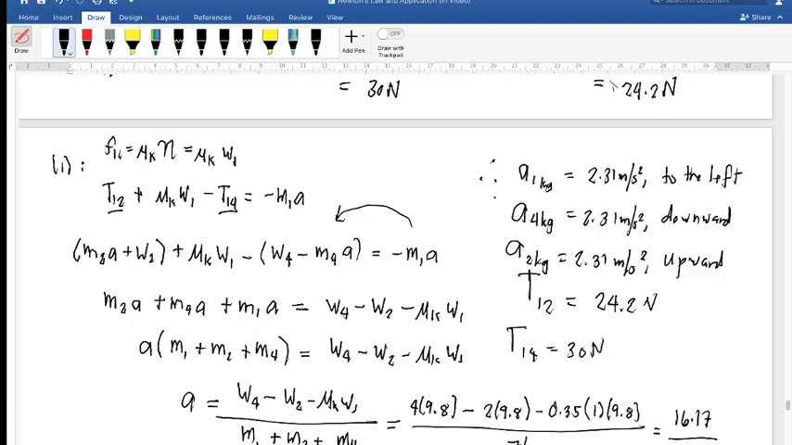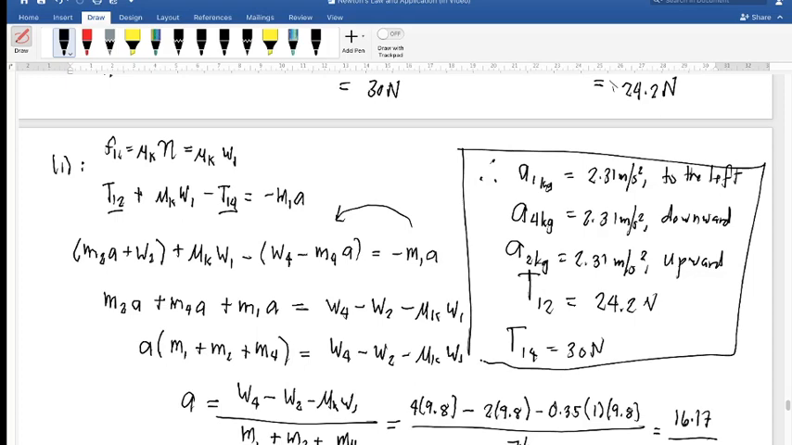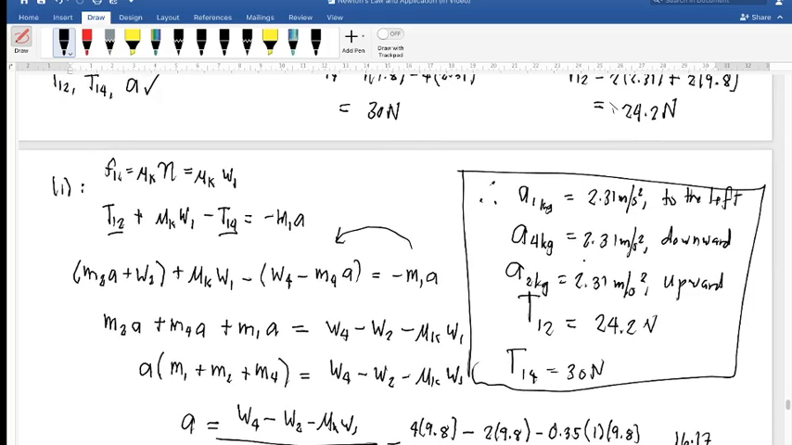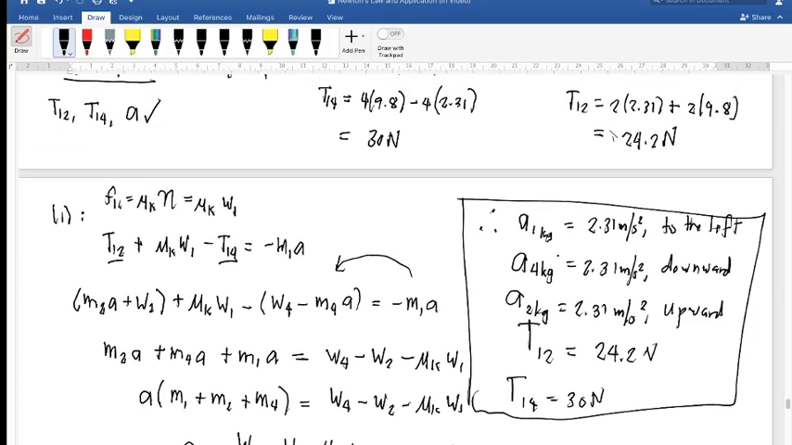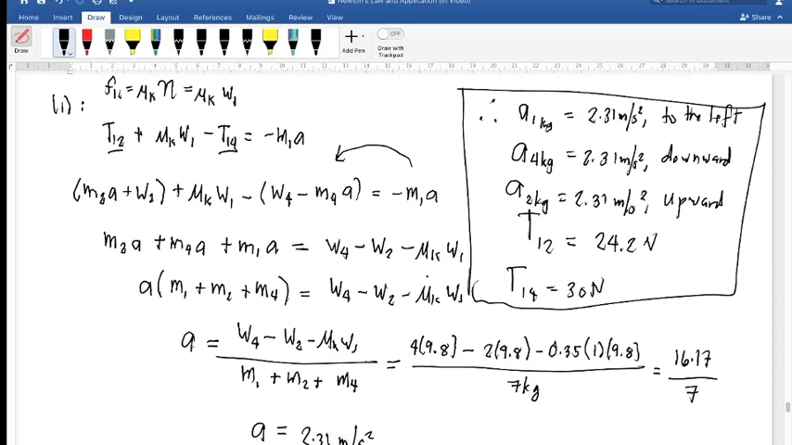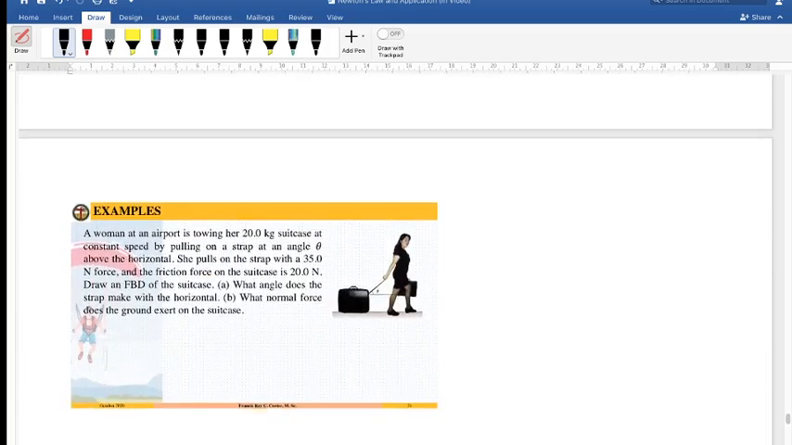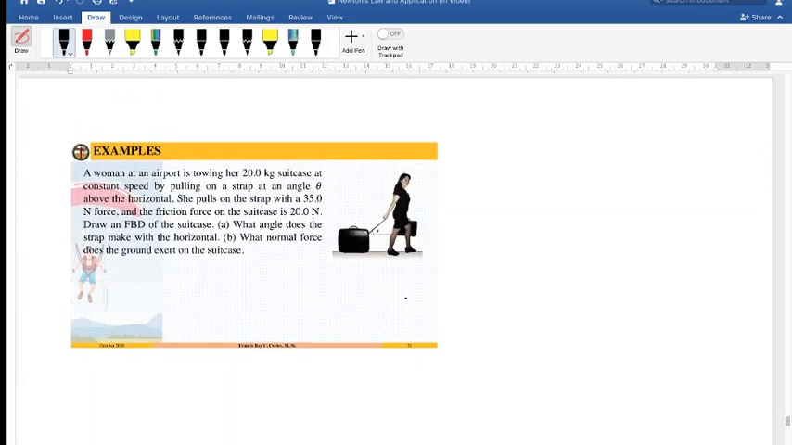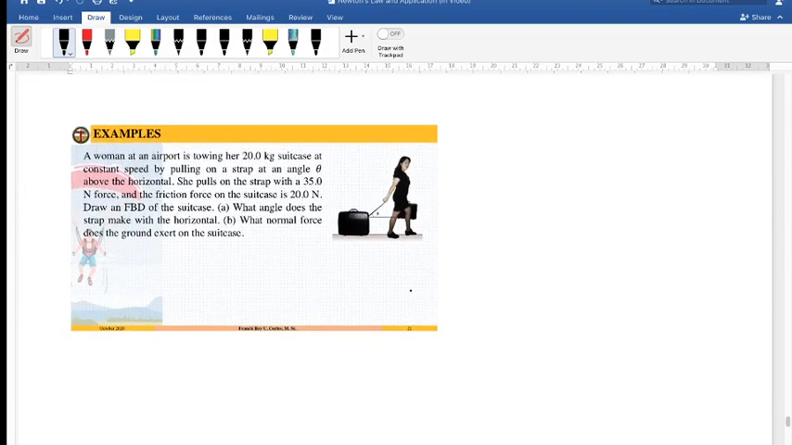So this is our conclusion. Don't forget to put the conclusion, because here we will know the acceleration for each object. Okay, so you have to put the conclusion. So that is the end of the discussion.